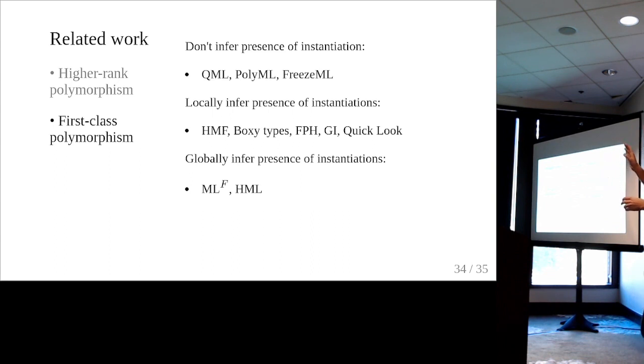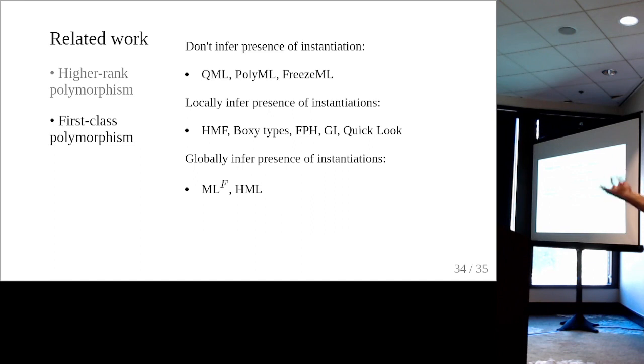And so the first is the group that just don't infer the presence of instantiations, really. So there's QML, where literally everything is annotated. PolyML, which is the one we've been describing here, semi-explicit, and FreezeML, where you indicate whether you want instantiation or not in the term language.